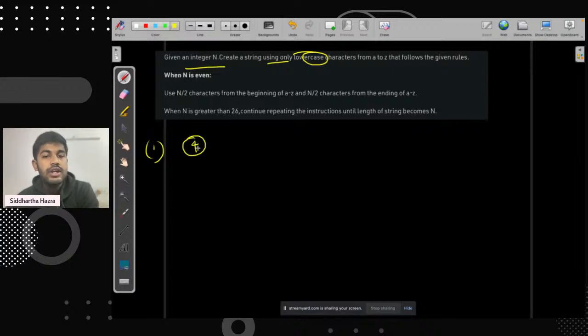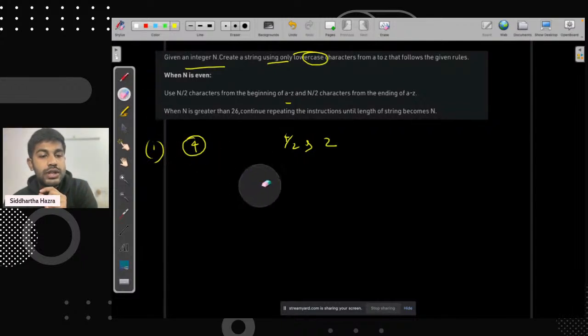Then you need to use n by 2 characters from the beginning of a to z. So beginning of a to z means what? Beginning of n by 2, that means 4 by 2 is equal to 2. So now a to z, that means a b c d. And n by 2 is equal to 2, that means just ab.